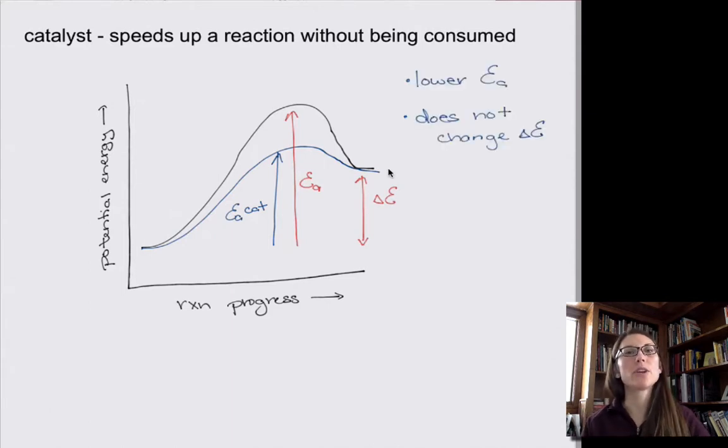So it's important to know a couple things about the way a catalyst works. It lowers the activation energy, but it doesn't change the difference in energy from the reactants to products. And so it's not going to change delta E.